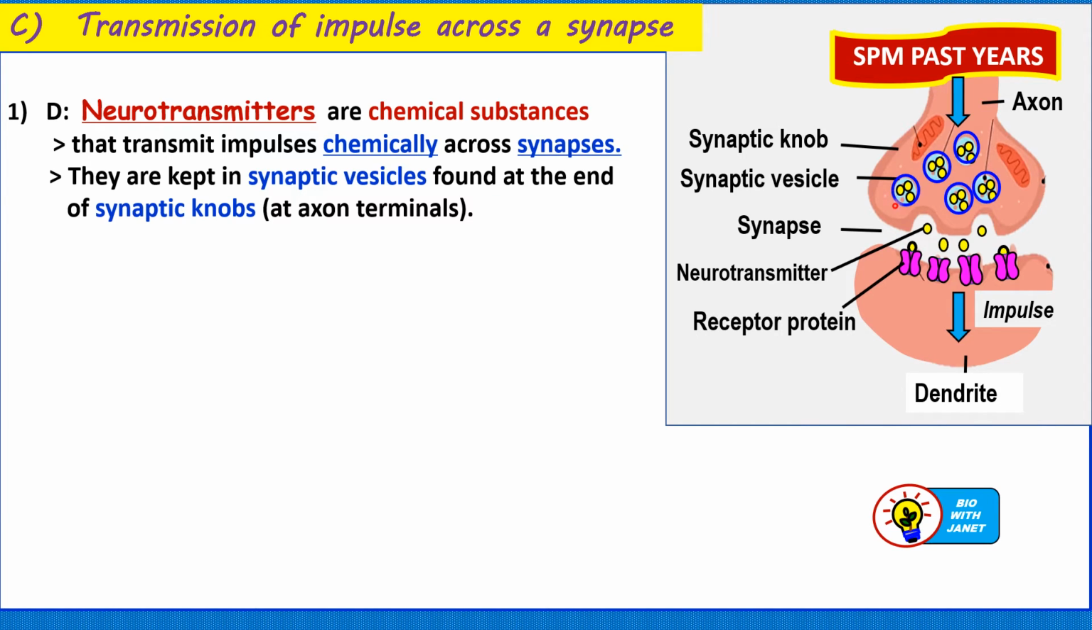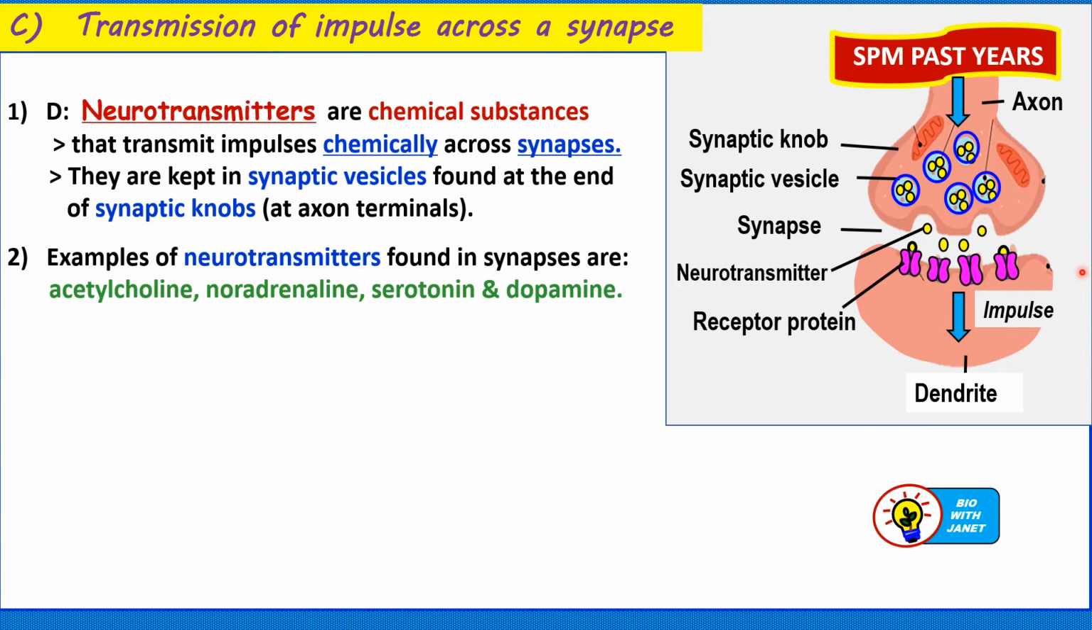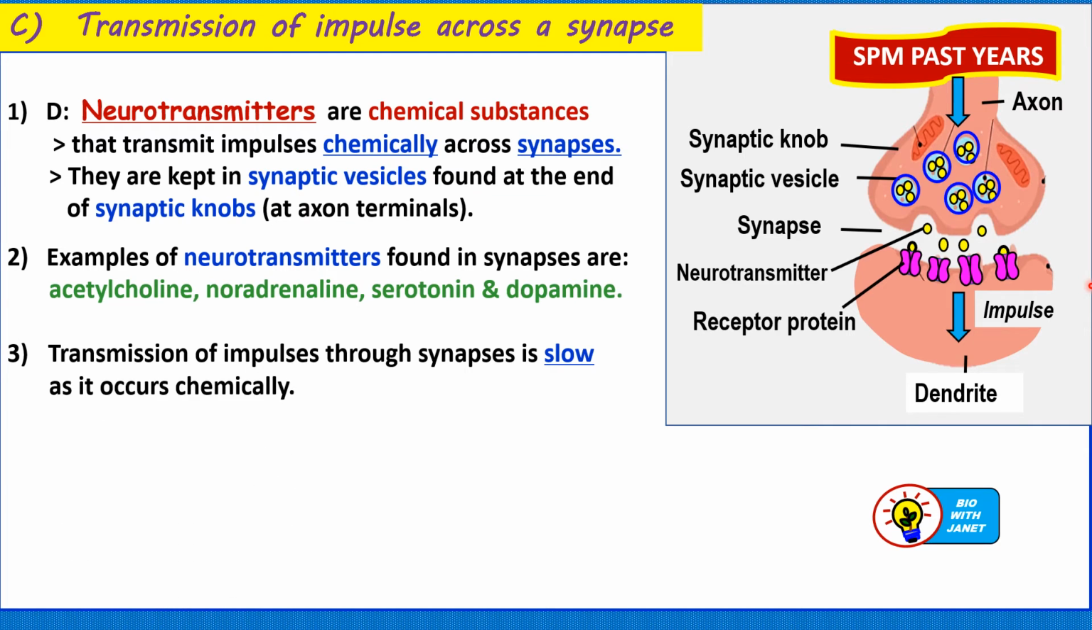They are kept in the synaptic vesicles found at the end of the synaptic knob. The synaptic vesicles are round organelles that store the neurotransmitter molecules inside. Examples of neurotransmitters found in the synapses are acetylcholine, noradrenaline, serotonin, and dopamine. Try to remember these names. The neurotransmitters help to transmit the impulse from the synaptic knob to the dendrite of the next neuron. How they do it, we'll discuss in a short while. Now, the transmission of impulses through synapses is slow as it occurs chemically.